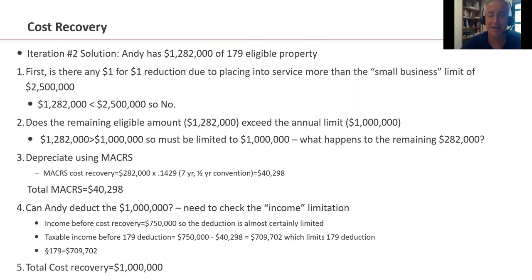So think about why that's true. $1 million? No, it isn't. Total cost recovery is only $750,000. So that's a glitch. If I could fix it, I would. But that should be $750,000 right down here.